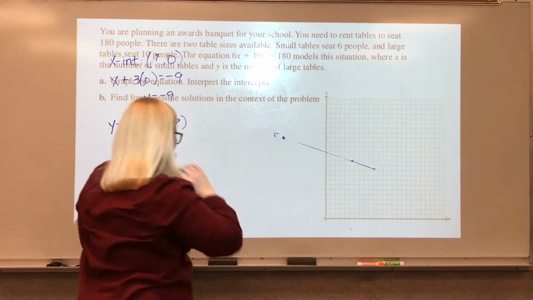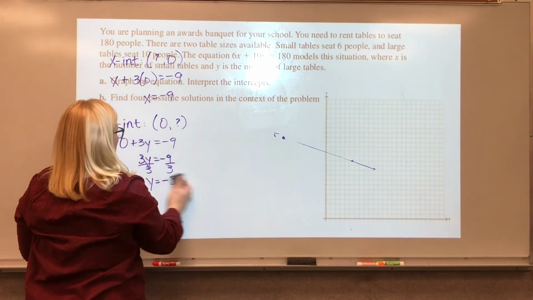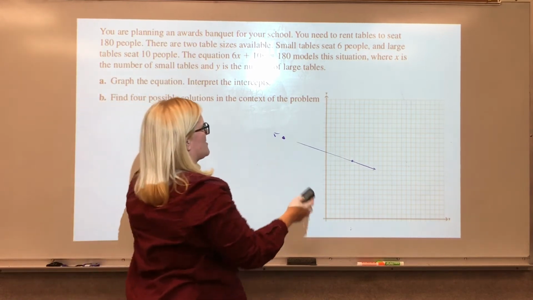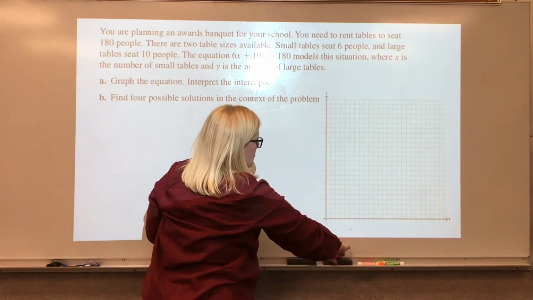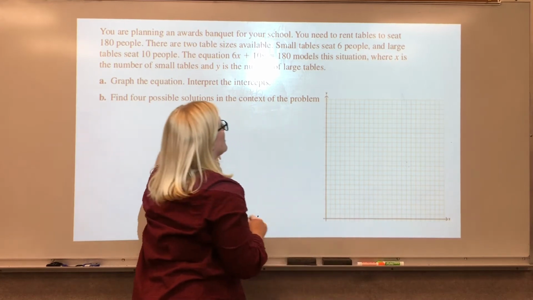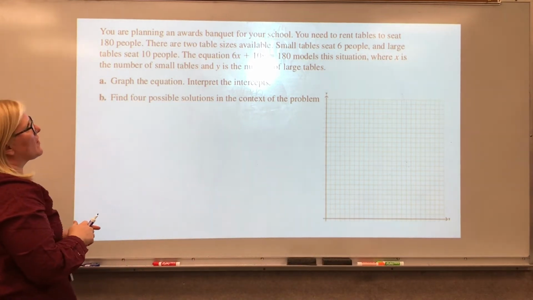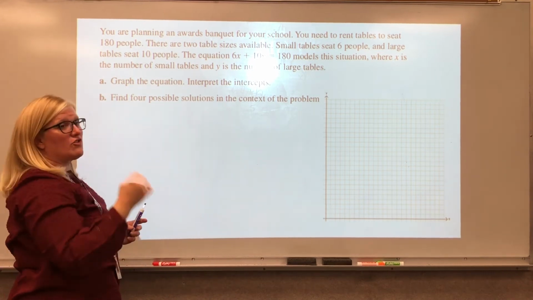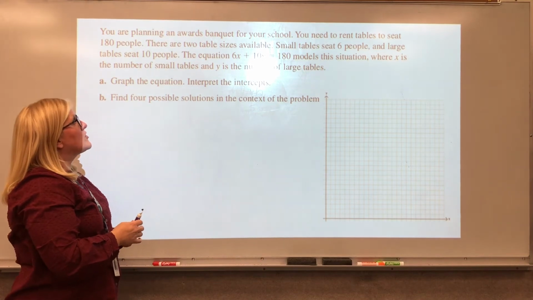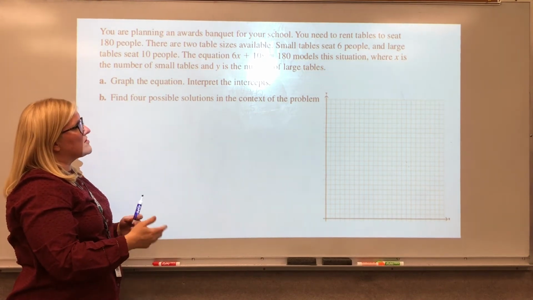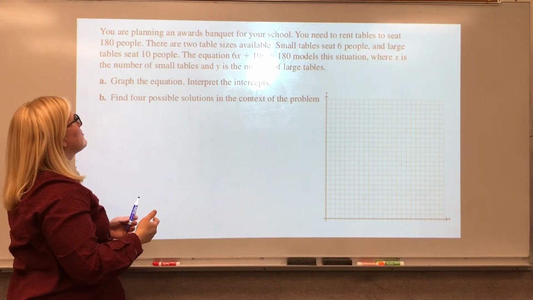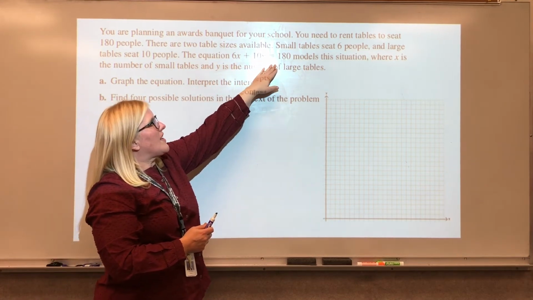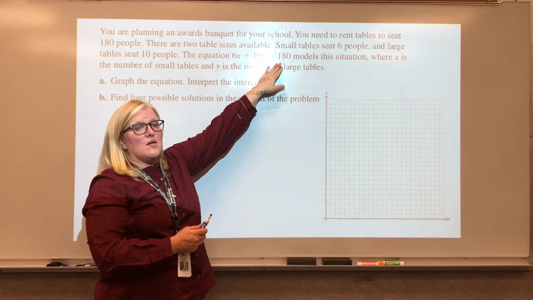Finally, we have a story problem. And I hope this makes sense. What we've got here says you're planning an awards banquet for your school. You need to rent tables to seat 180 people. There are 2 table sizes available. Small tables seat 6 people and large tables seat 10 people. The equation 6x plus 10y equals 180 models the situation.